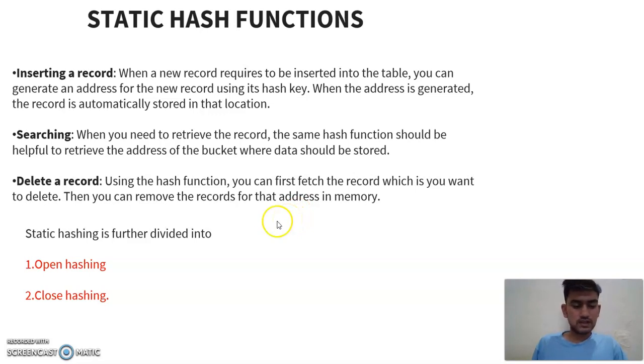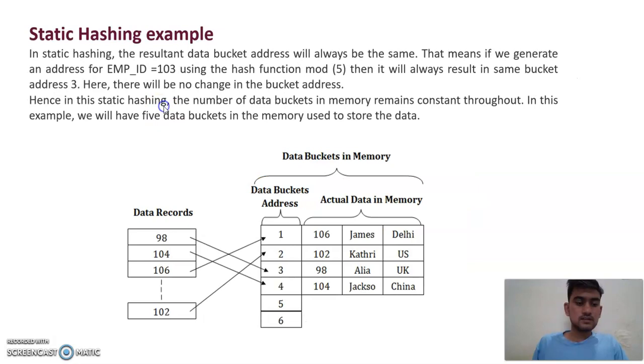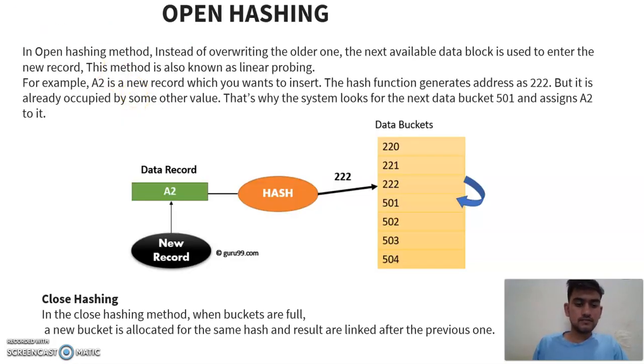Static hashing is also divided into two types. These are open hashing and close hashing. We will see about these in detail with examples. In the open hashing method, instead of overwriting the older one, the next available data block is used to enter the new record. This method is also known as linear probing. For example, A2 is a new record which you want to store. The hash function generated address is 222, but it is already occupied by some other value. That's why the system looks for the data bucket 501 and assigns A2 to it.